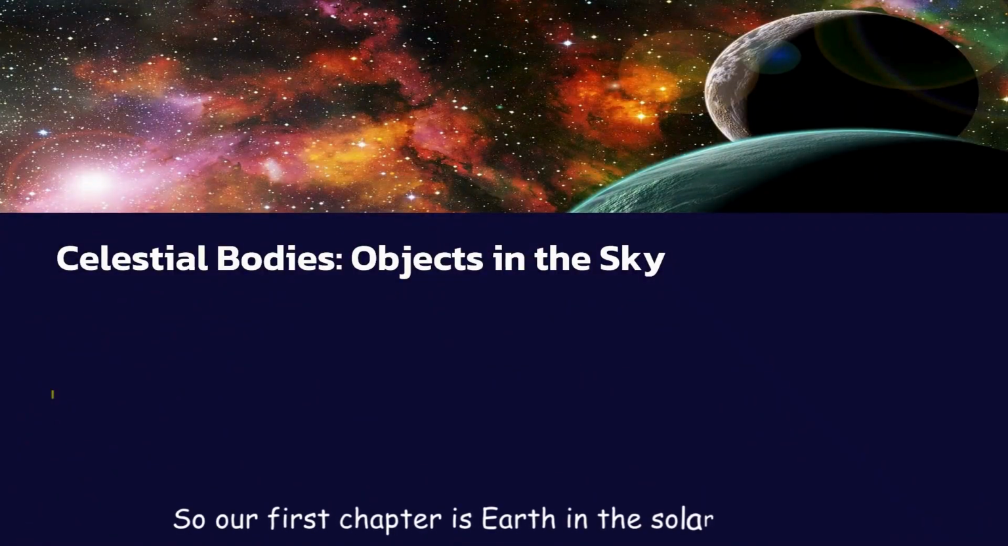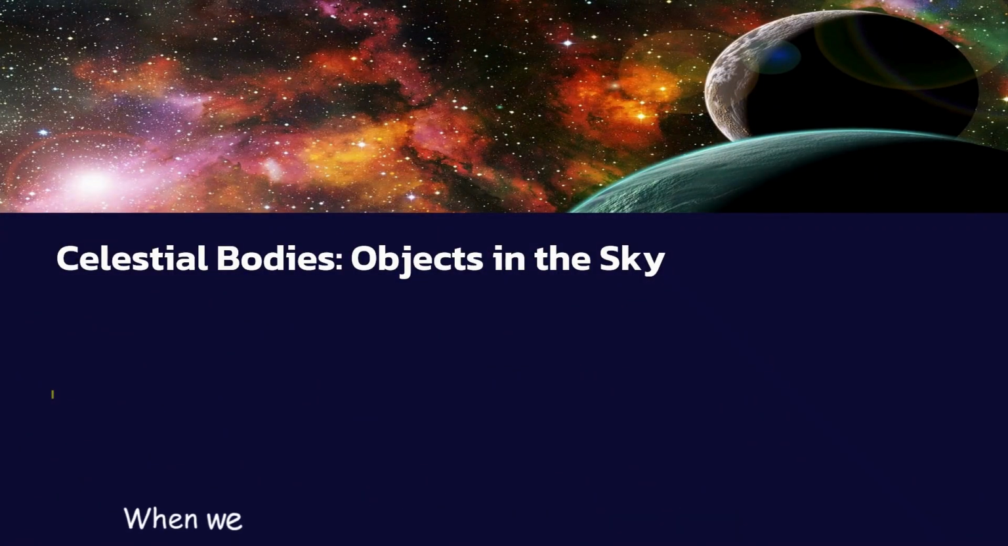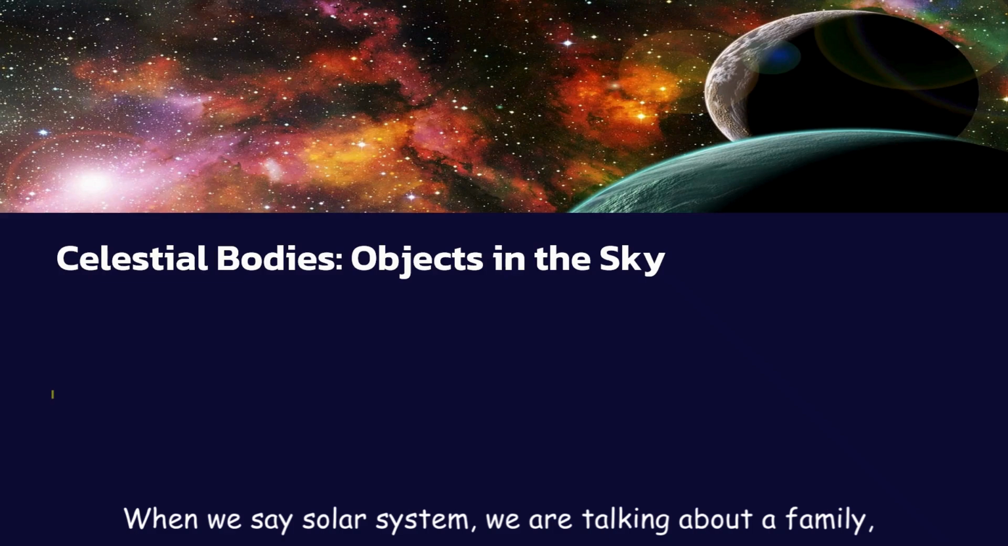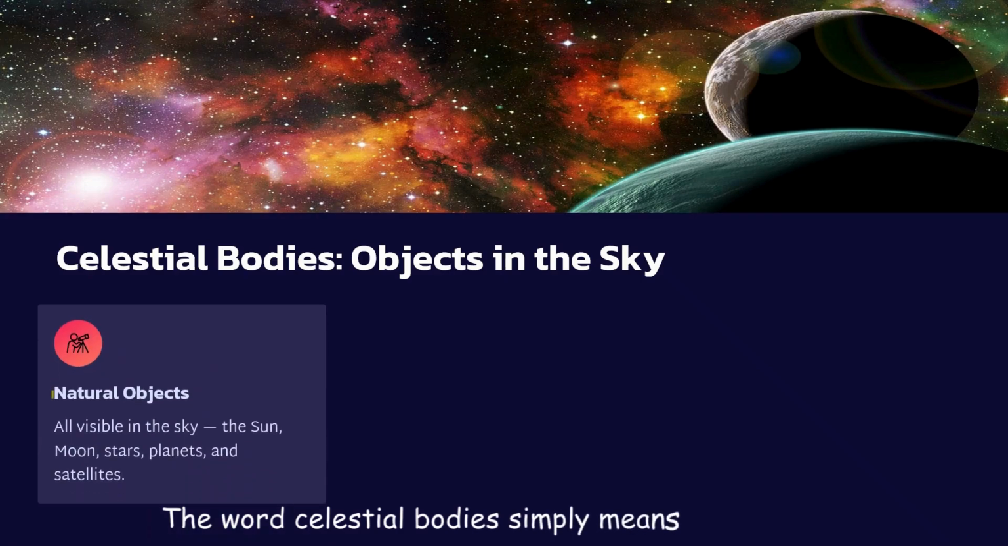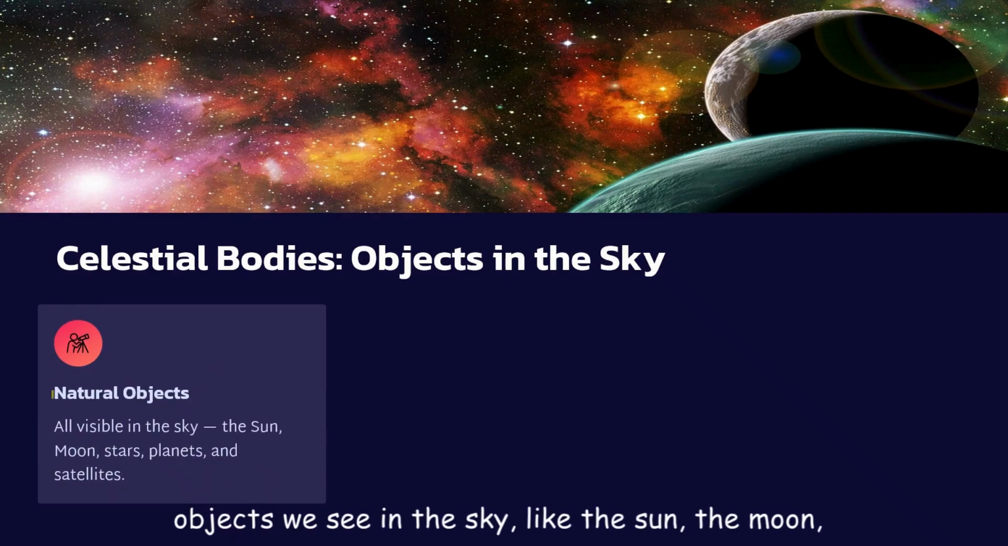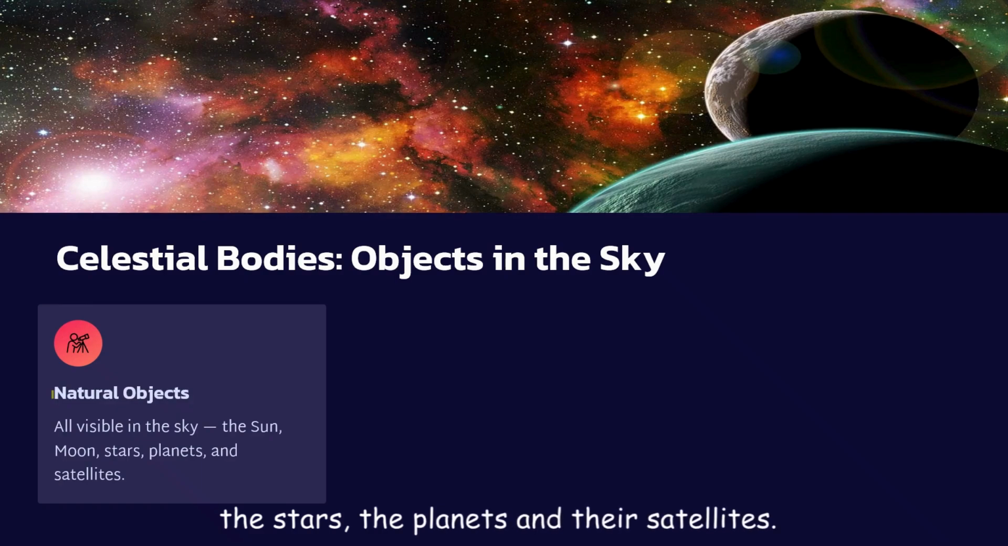So our first chapter is Earth in the Solar System. When we say solar system, we are talking about a family, a group of celestial bodies that revolve around the sun. The word celestial bodies simply means the natural objects we see in the sky, like the sun, the moon, the stars, the planets, and their satellites.